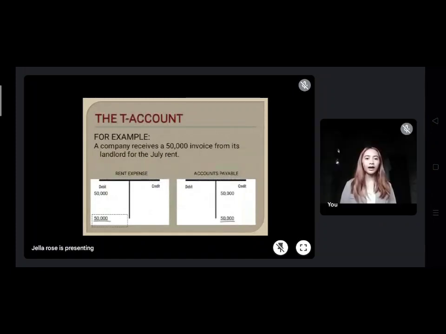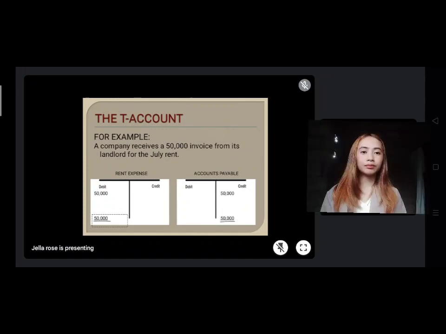A company received a 50,000 pesos invoice from its landlord for the July rent. The T account shows that there will be a debit of 50,000 pesos to the rent expense account, as well as a corresponding 50,000 pesos credit to the accounts payable.